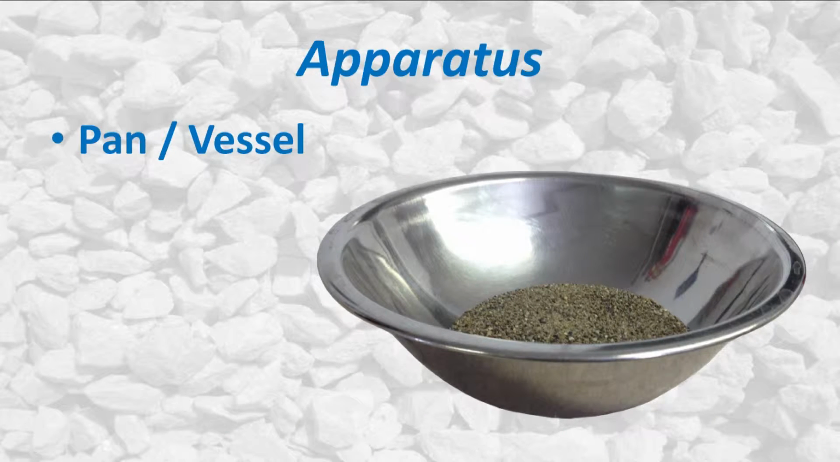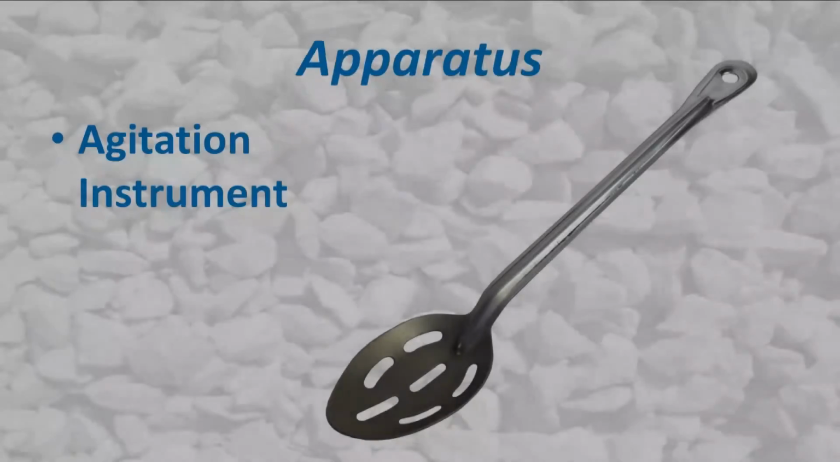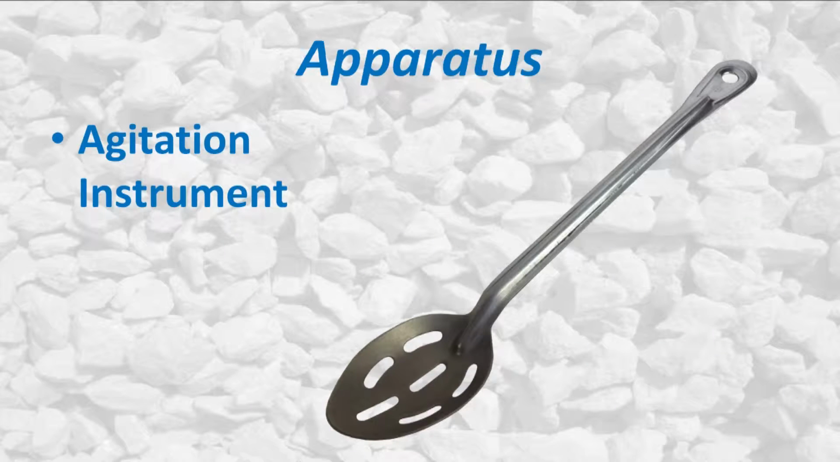A pan or vessel of a size sufficient to contain the sample covered with water and to permit vigorous agitation without any loss of any part of the sample or water shall be used. An instrument for agitating the sample is also needed. Usually a cafeteria-style stainless steel spoon will suffice.